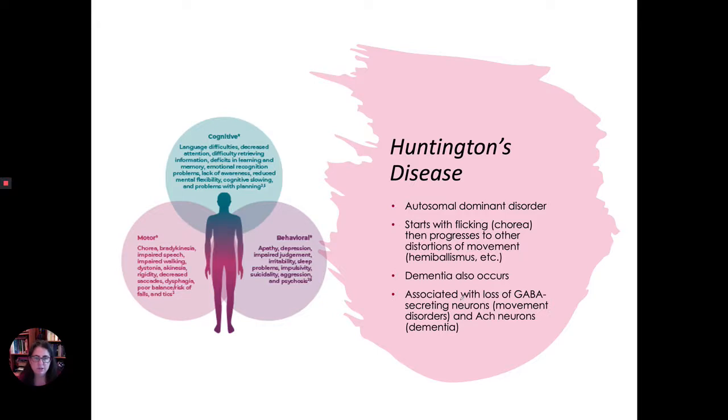Dementia is also associated with Huntington's, and this is associated a lot with GABA secreting neurons, that they're not functioning, and to some extent acetylcholine releasing neurons within the basal ganglia, and those are more associated with the dementia issues in Huntington's disease. So you have cognitive, motor, and behavioral problems.